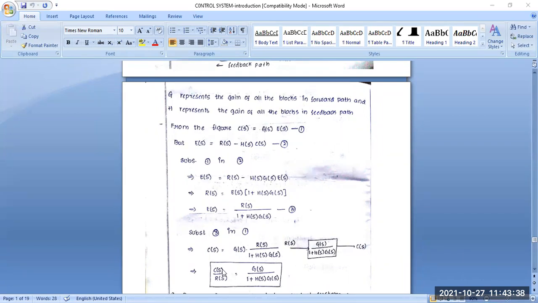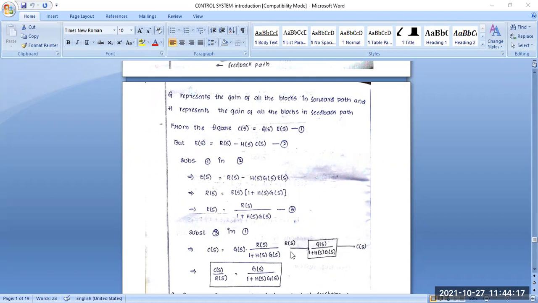Clear? Now we draw the block diagram. Here you can see this is the input section, which we denote as R(s). Another one is C(s), the output part, and this is the controller part. We write the transfer function of the controller part as G(s) by 1 plus G(s)H(s), where G(s) is the transfer function and H(s) is the feedback loop. Overall we calculate it from the above equation, R(s) times G(s) by 1 plus G(s)H(s) equals C(s).